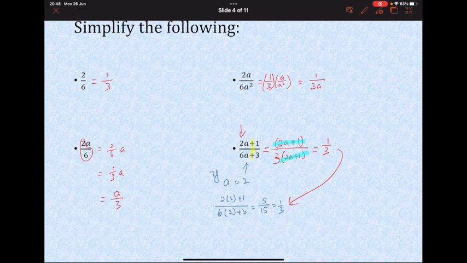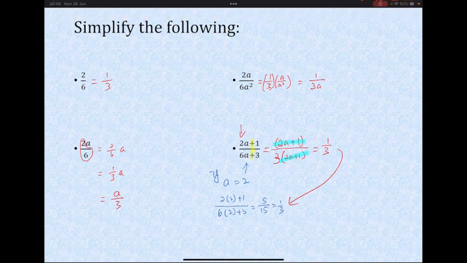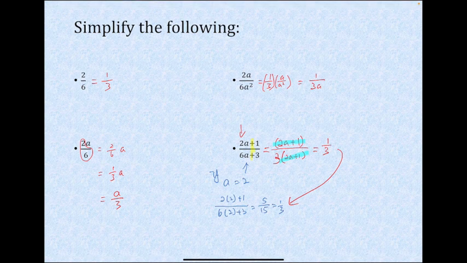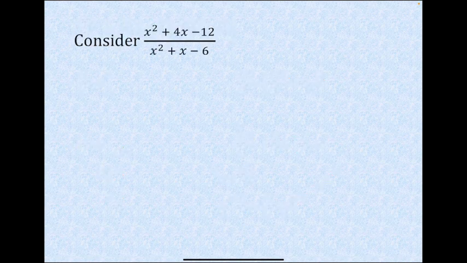Right? So, what you need to think about in this sort of situation, you need to use your idea of factorizing to factorize the algebraic expression, whether it is the numerator or denominator. All right? Let's have a look at an example. Look at this. I've got x squared plus 4x minus 12 divided by x squared plus 6x minus 6. So how do I actually simplify this?